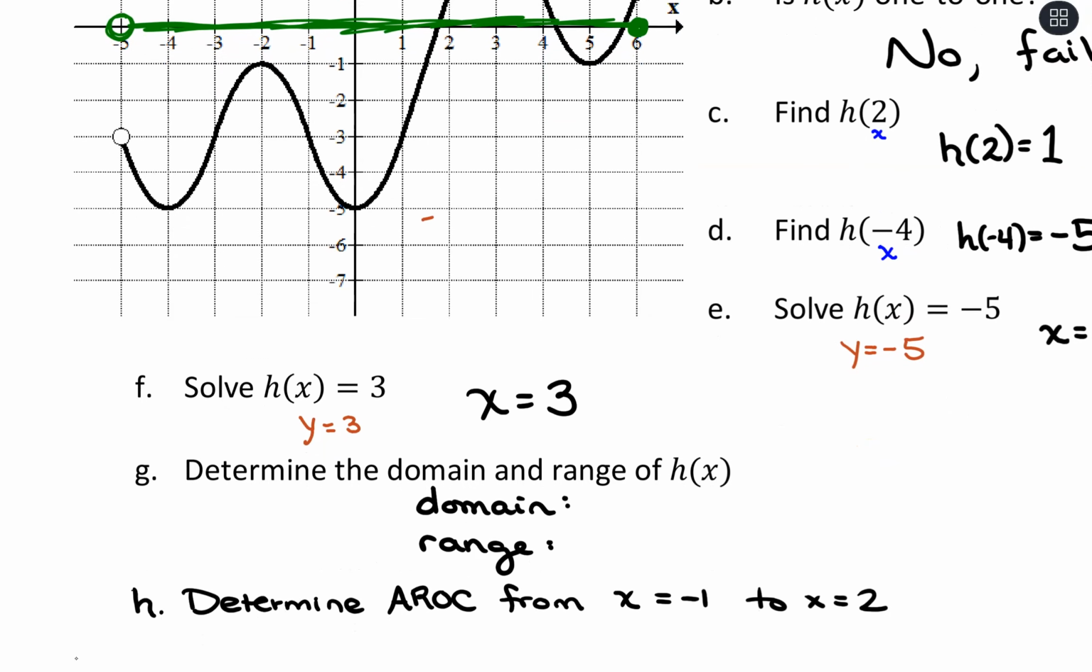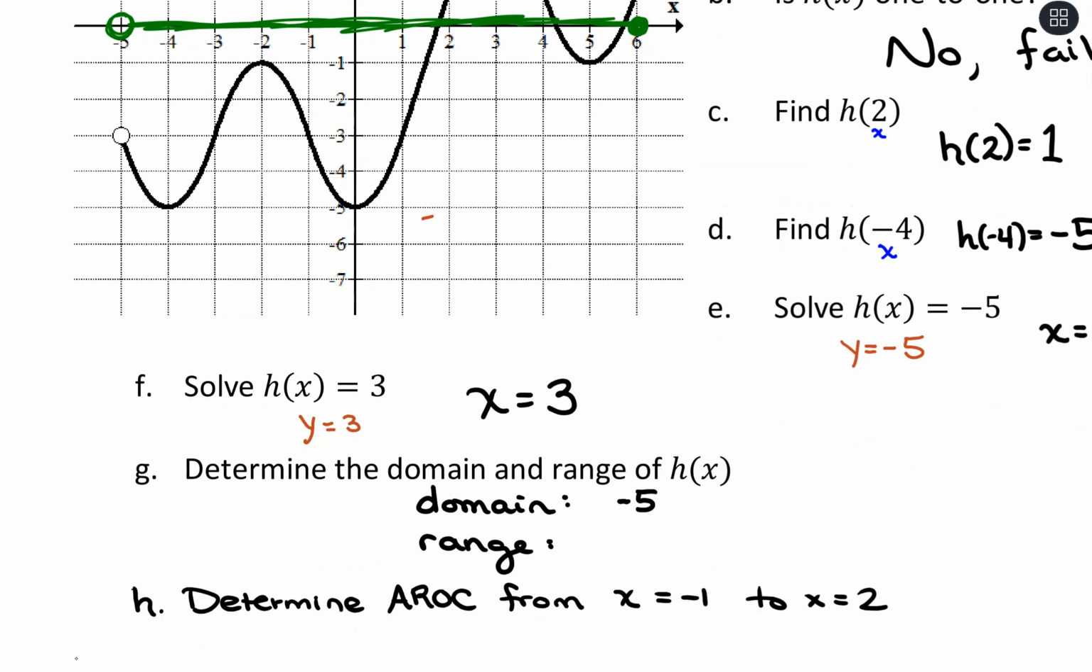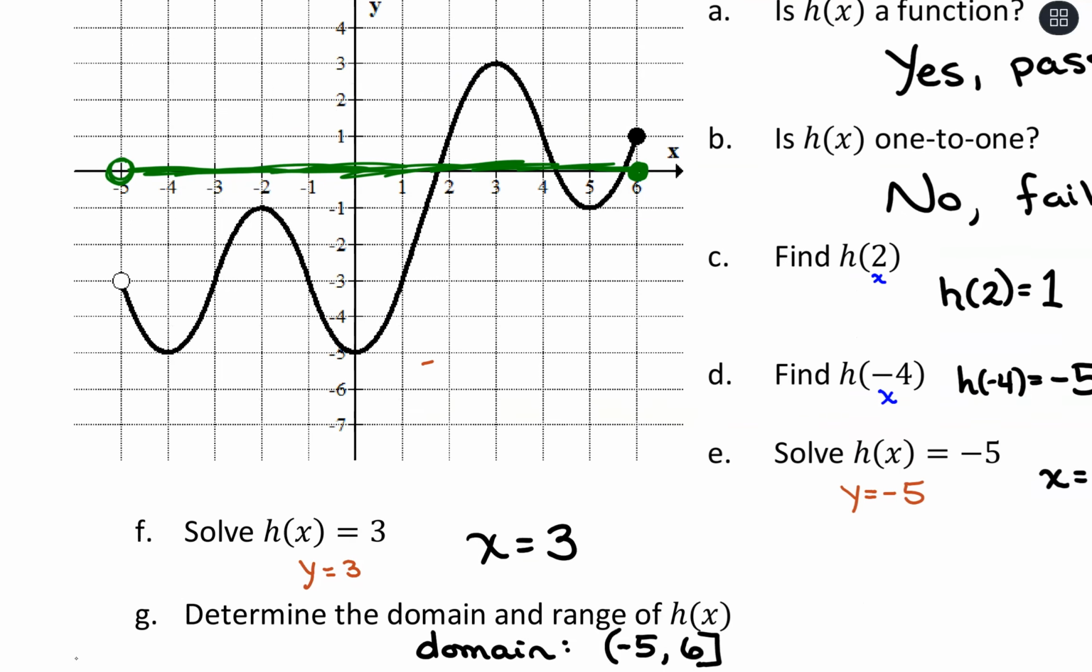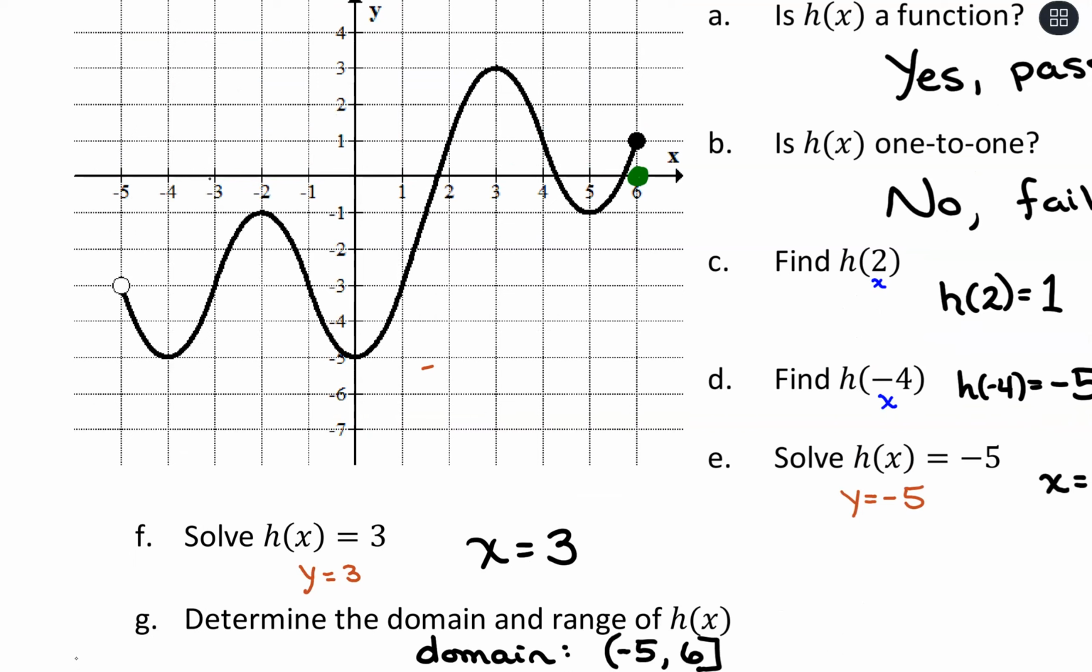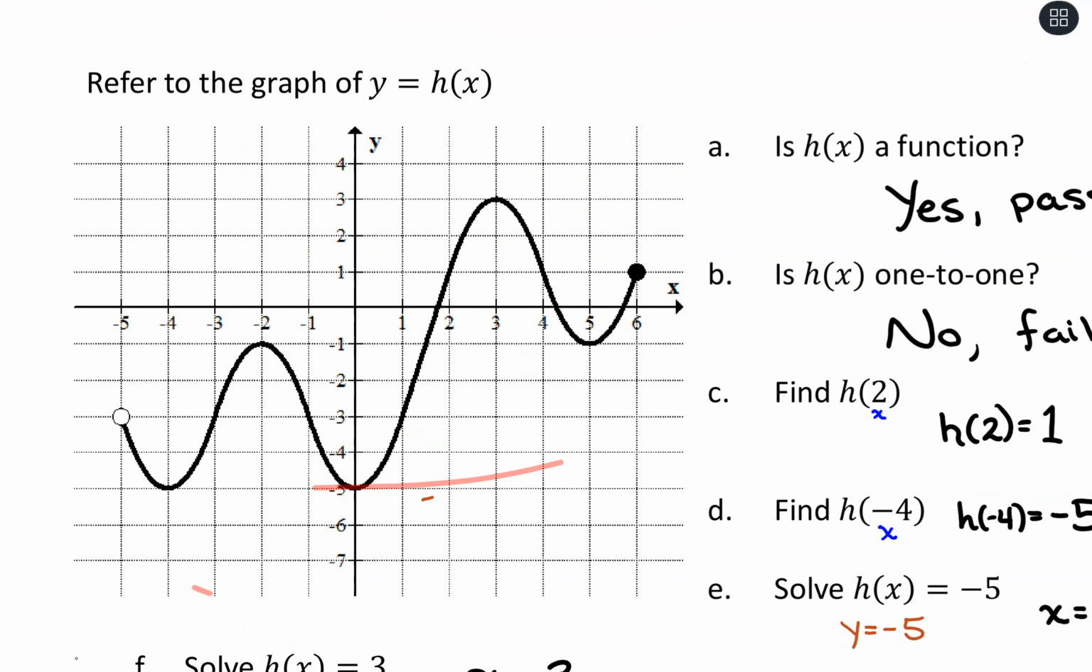So for domain, we're starting at negative 5, going to positive 6. We're going to use parentheses with negative 5 to show we're not including that endpoint, but at positive 6 we are, so we're going to use a square bracket. Now for range, we do the same thing, but it's thinking in terms of up and down. So we start with our lowest y value, and then we go to our highest y value.